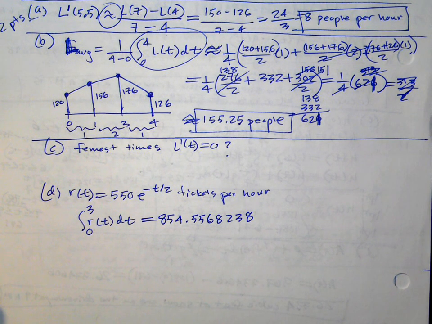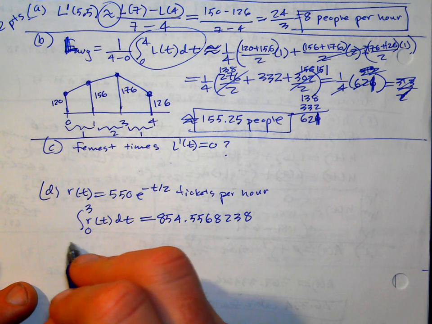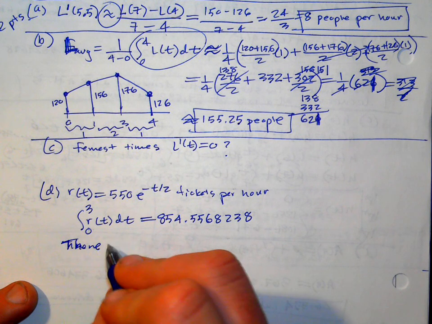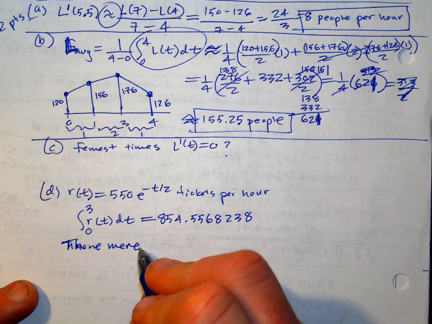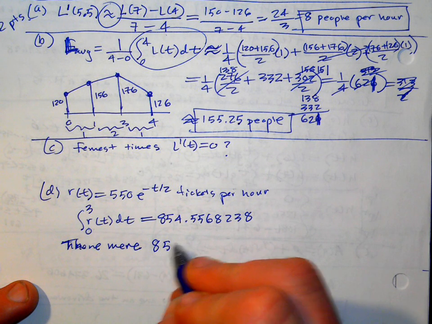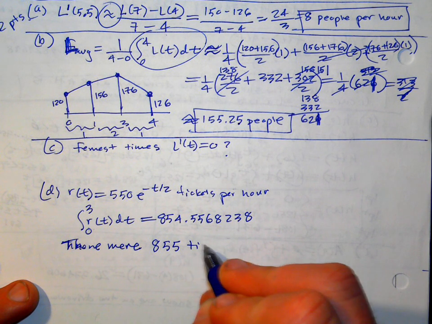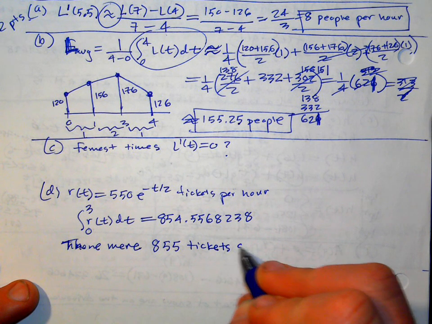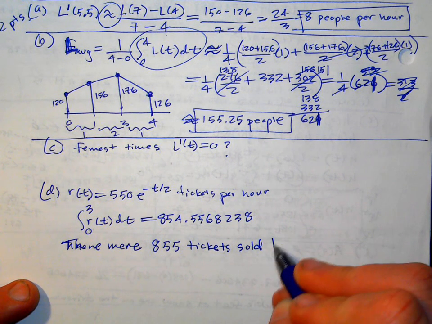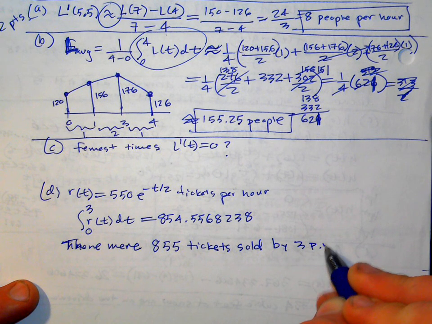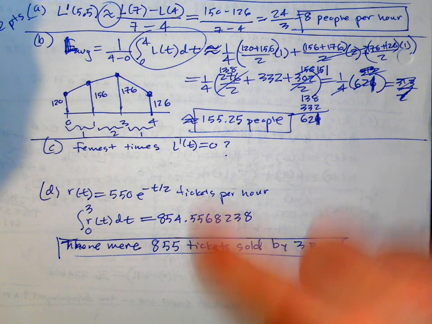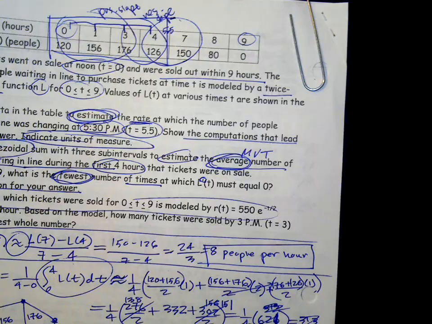Did I do that? Yeah. Okay. So on my solutions, I might have the wrong thing, but it says to round to the nearest whole number, 855 tickets sold by 3 p.m. All right. There you go. Check out C on the solutions.